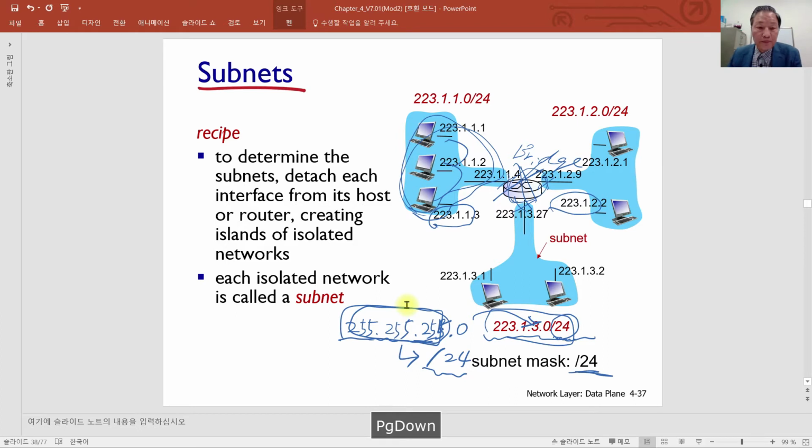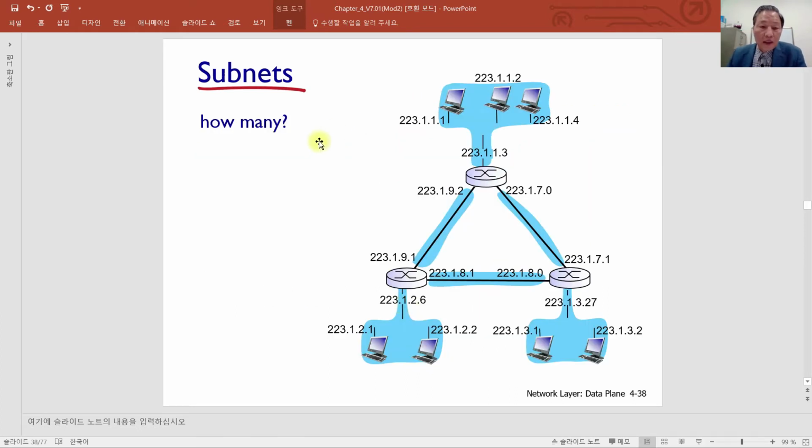Let's move to the next. This slide is asking how many subnets are here. Here, the blue area is one subnet. Okay, let's move it back.